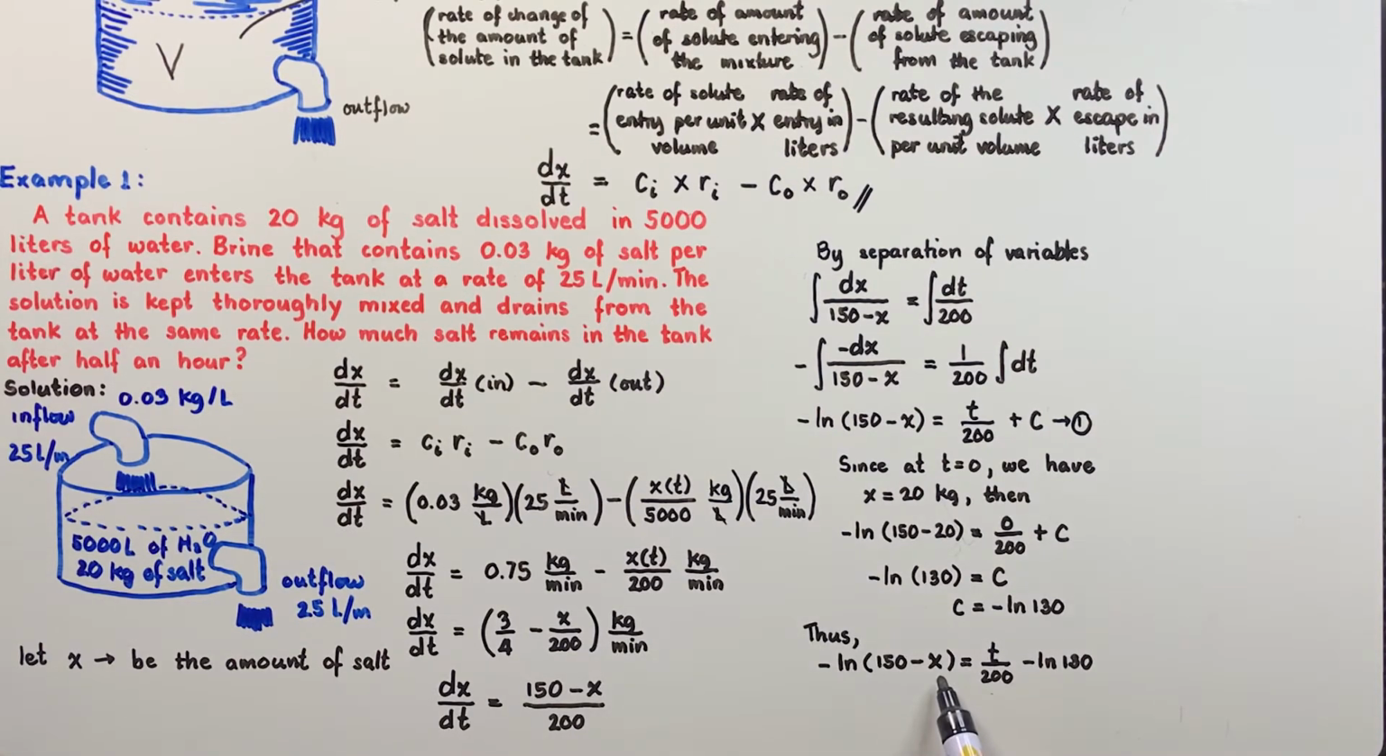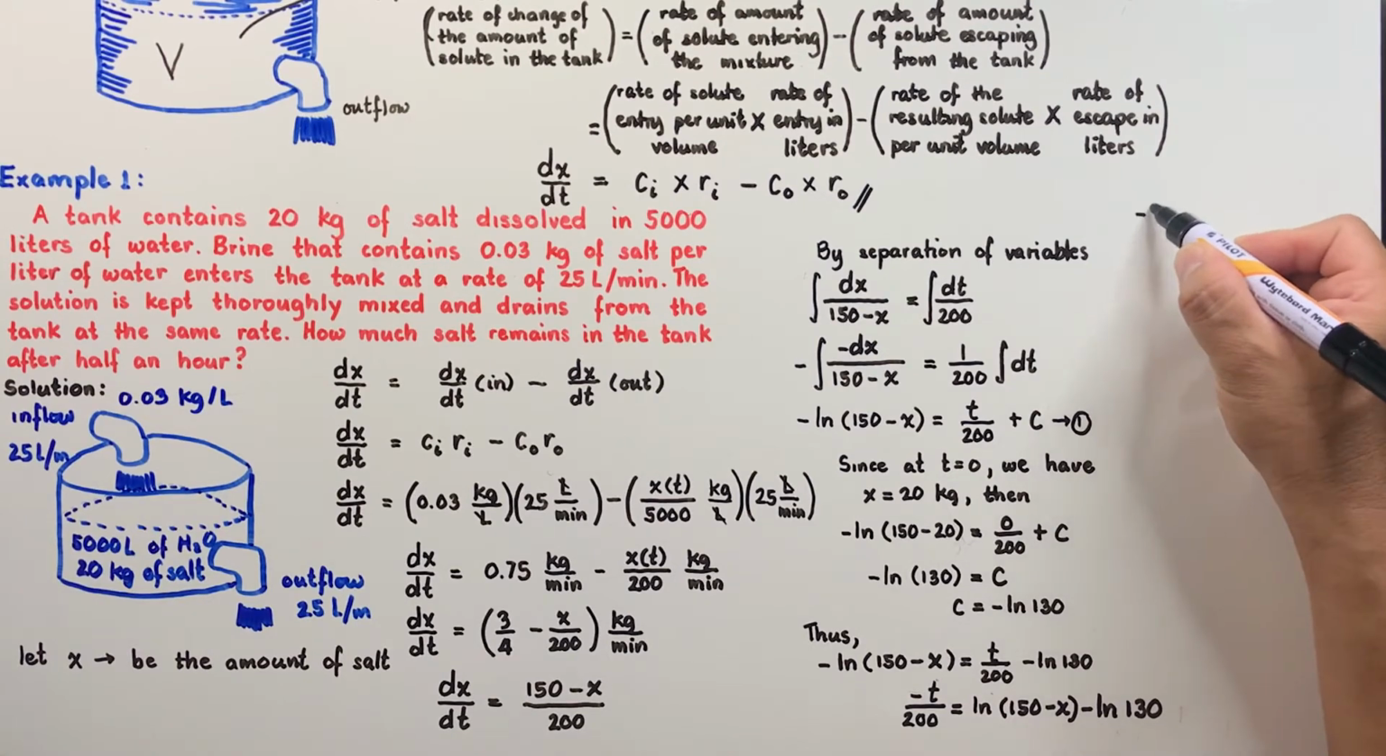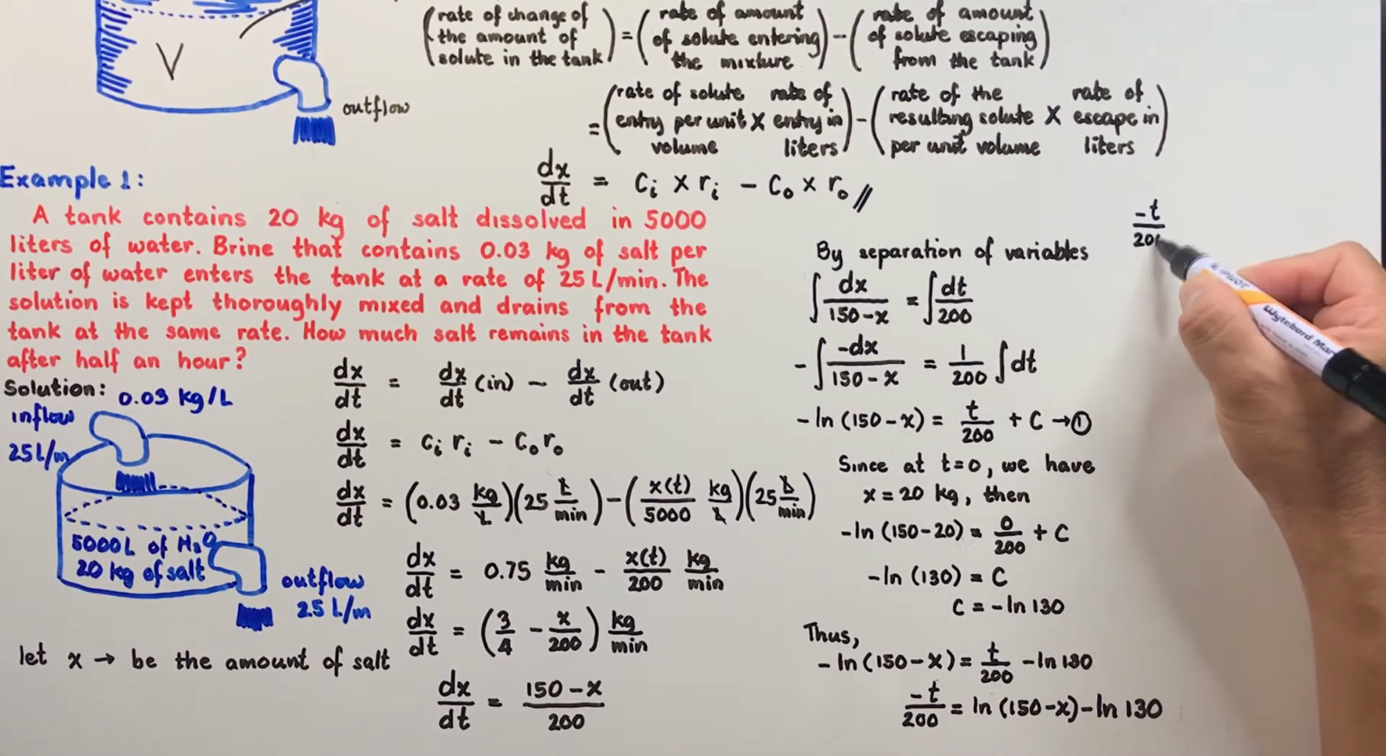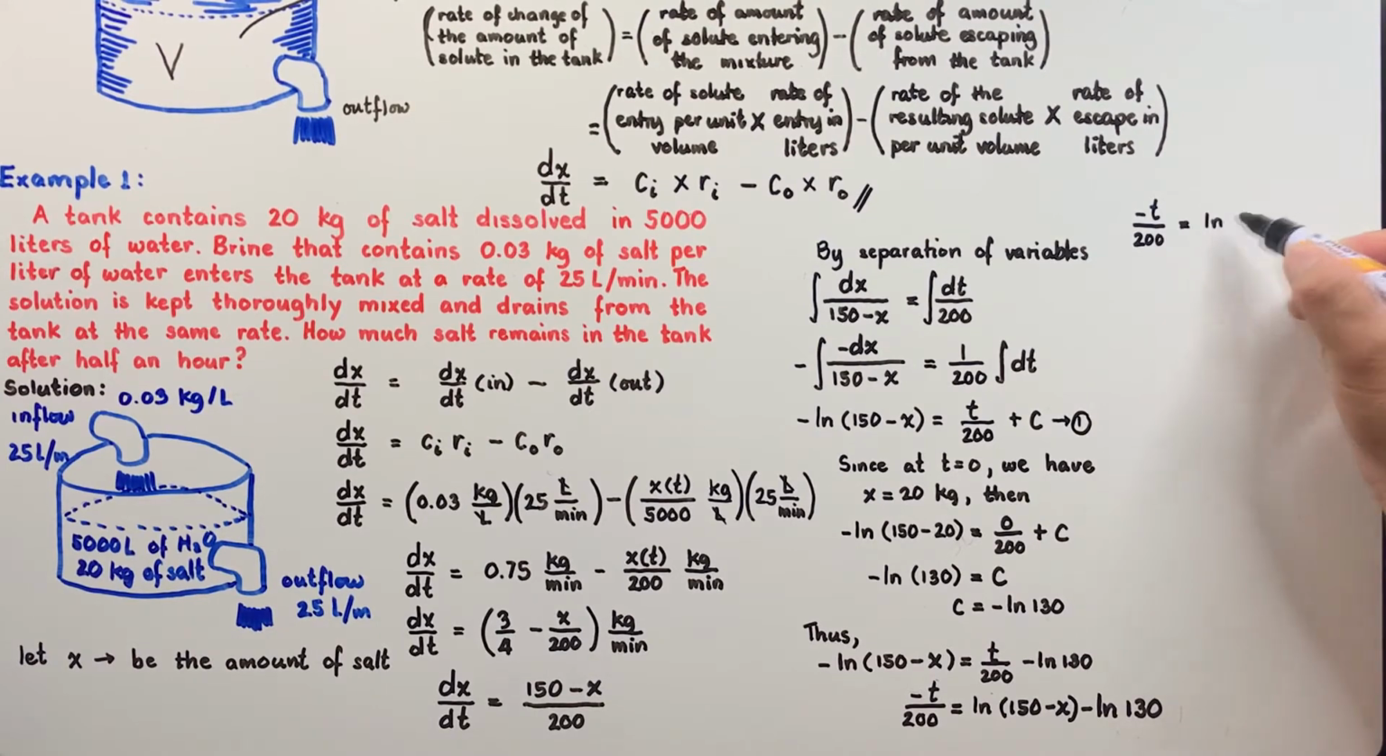But this can be done by isolating all the natural logs to one side of the equation. So we have negative t over 200, which is equal to the natural log of 150 minus x. So this is positive at the right, minus the natural log of 130. And using the property of logarithms, we can rewrite this as negative t over 200, which is equal to the natural log of 150 minus x over 130.